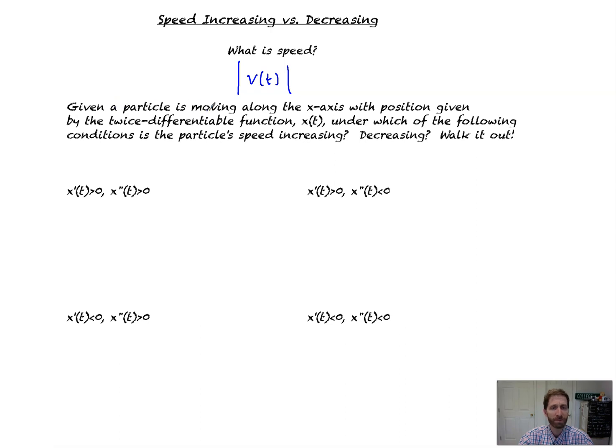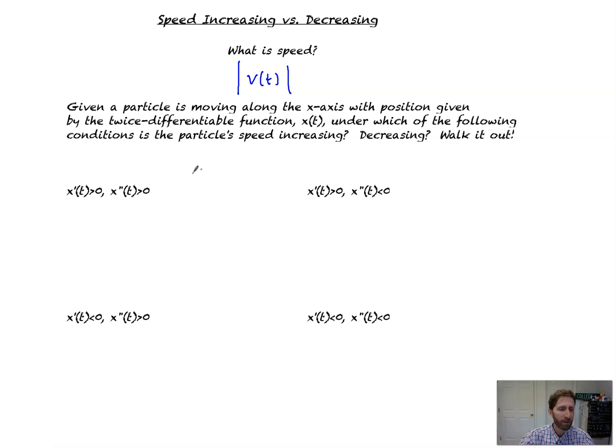Given a particle is moving along the x-axis, so we're moving right and left, with position given by the twice differentiable function x of t, meaning the derivative is continuous, both the first and the second. Under which of the following conditions is the particle's speed increasing and decreasing? I'm asking you to walk it out.